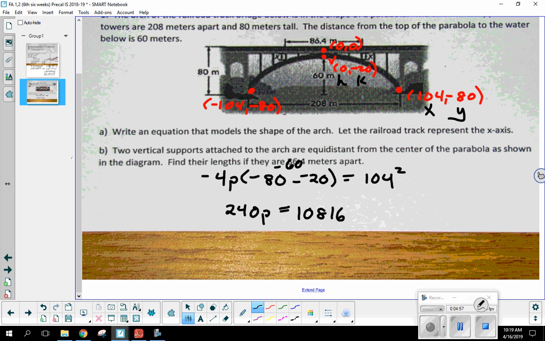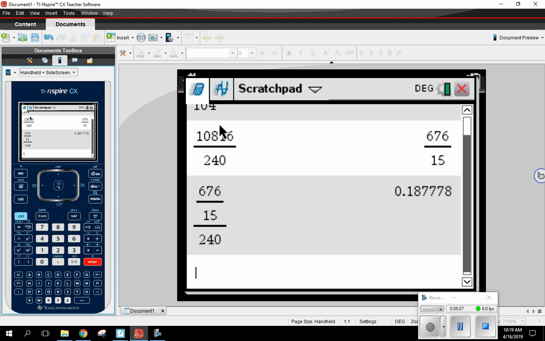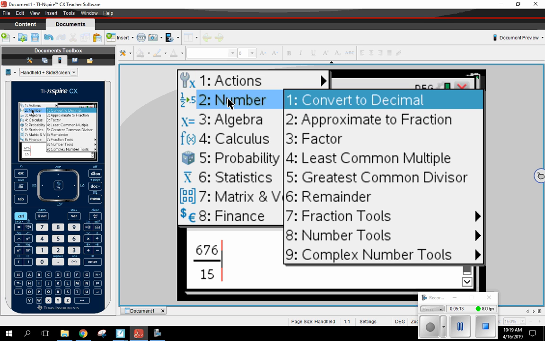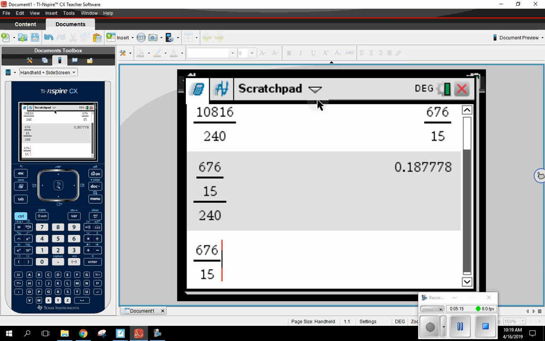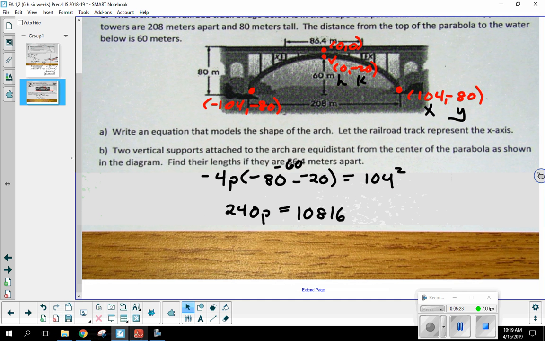10,816. And let's go ahead and find what that p is. Divided by 240. Okay, control divide. Oh, interesting. It divided it by 240. Okay, I did not want to do that. So how about we do this? Approximately convert to decimal. Okay, so there's the distance p. So let's say 45.1. Okay.